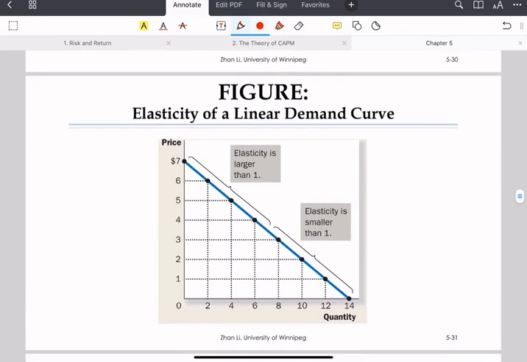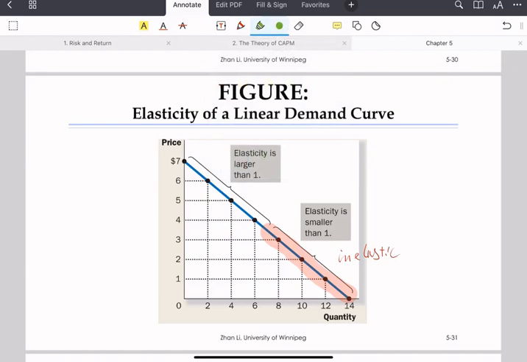This picture is really a graphical representation of how elasticity changes as you move along the demand curve, right? What you see here is on this part, when price is low, demand is inelastic. So we have inelastic demand.